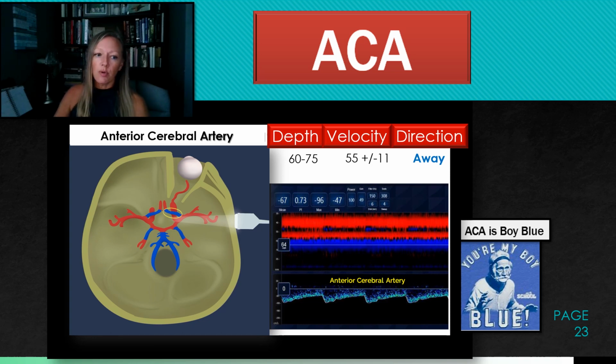So the anterior cerebral artery feeds the mid-frontal hemisphere of the brain. Blood flow originates from the internal carotid artery and travels away from the ultrasound probe, and that is why we're seeing it here in blue.